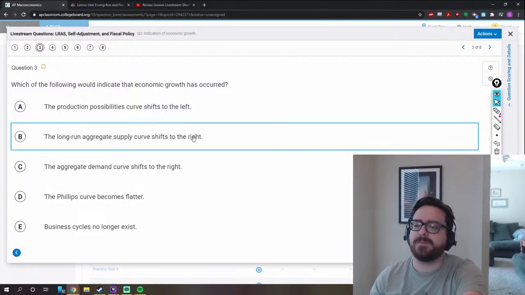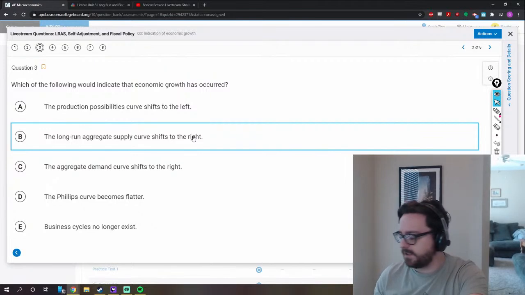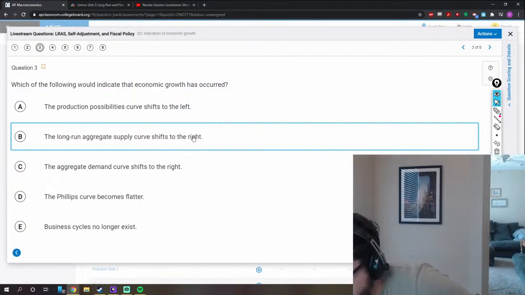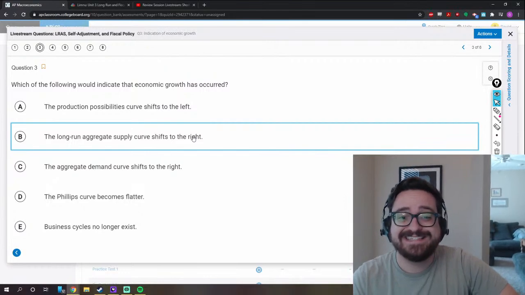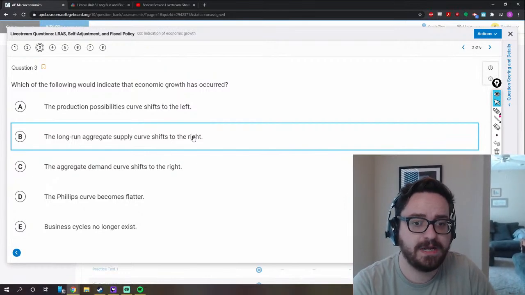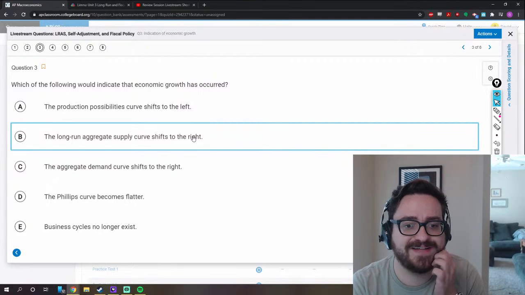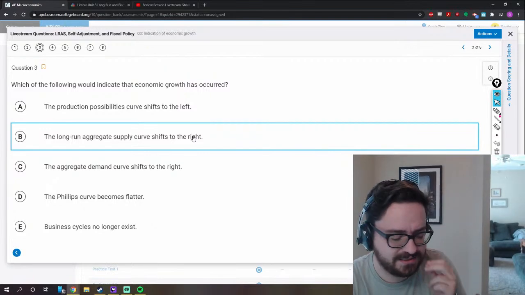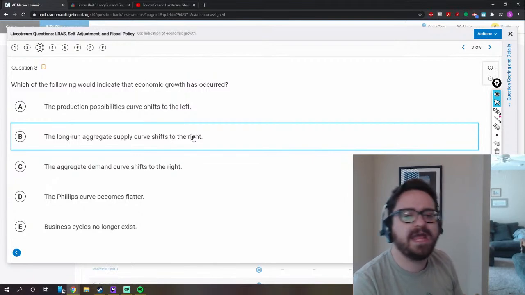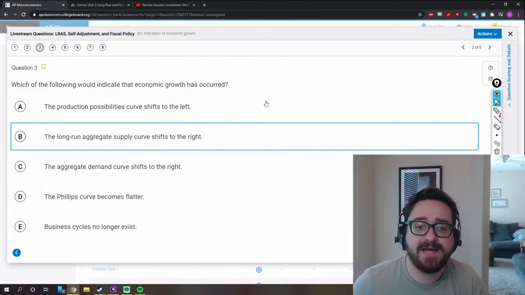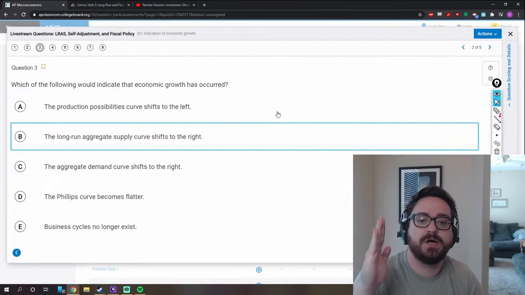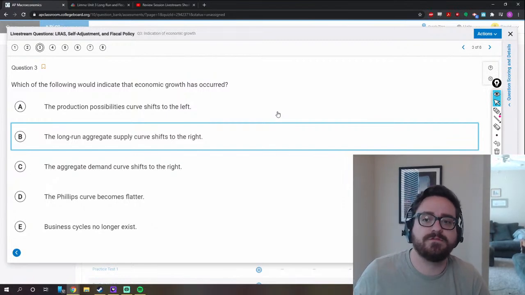Typically speaking, Mona, a way to think about it is whatever causes LRAS to shift almost always causes SRAS to shift too. LRAS shifting is built around the idea that my ideal level of production goes up. There isn't really a way for my ideal level of production to go up that wouldn't also cause my current level of production to go up, right? Because that's built around stuff like capital stock and way better technology and way higher quality of workers. If those things happen, yes, my full employment level would go up. Also, my current level of production would go up.